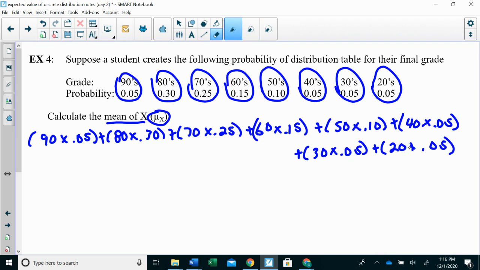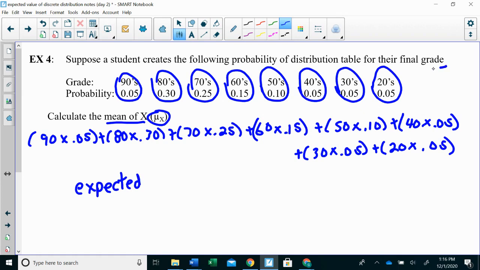So again, I've carefully set up multiplying each of the pairs together, and then I would type that into the calculator all at one time using Desmos. It's a very handy calculator tool. If I carefully type all of that in, the mean of X, also known as the expected value of X, or in this case, the expected grade for this student, works out to be a 64.5.